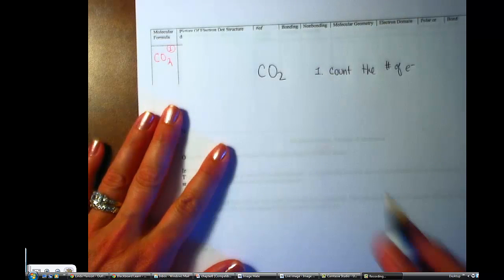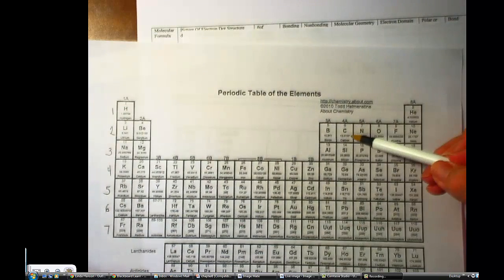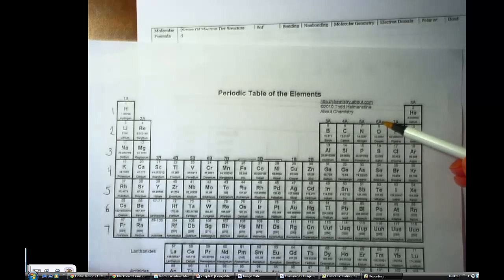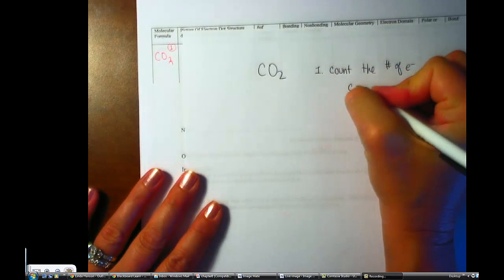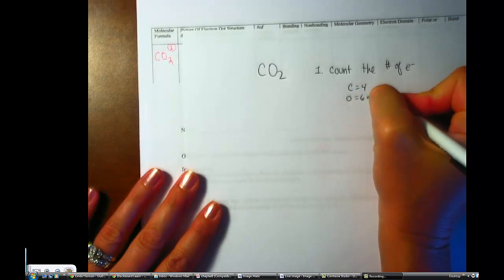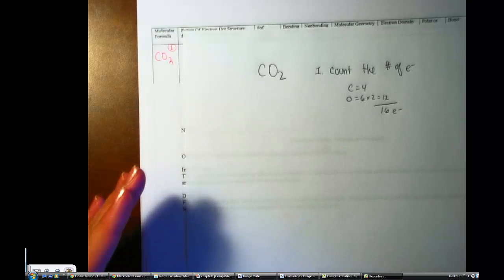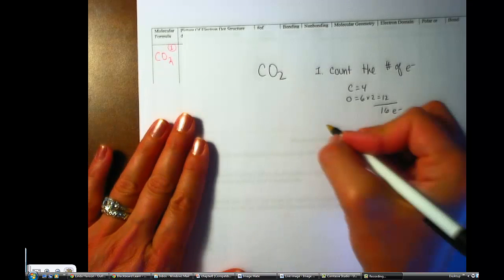Step 1. And all that means is with the help of our periodic table, carbon, who lives in group 4, will have 4 electrons. Oxygen, who lives in group 6, will have 6 electrons, and so we're counting the total number of dots. Carbon has 4, oxygen has 6, but we see 2 of them for a total of 16. By the time we're done, we have to place 16 dots, or 16 electrons, no more, no less. That's what we're allowed.